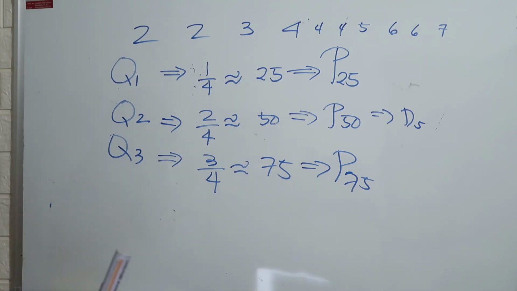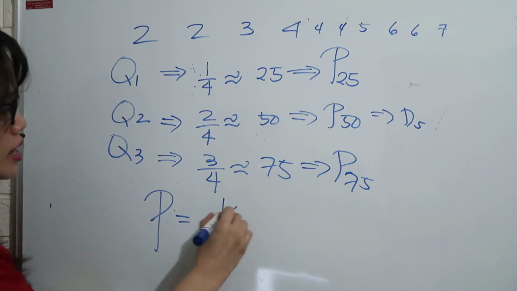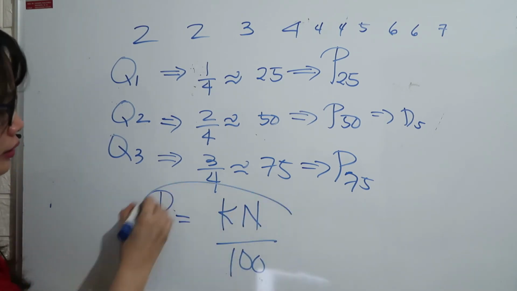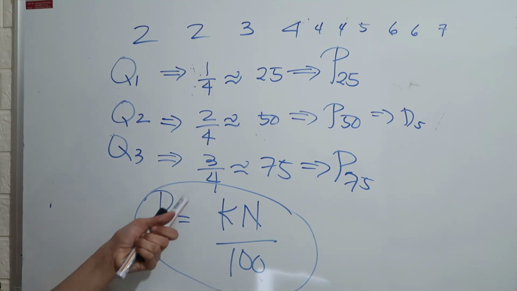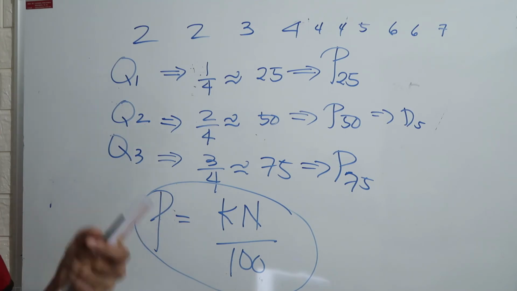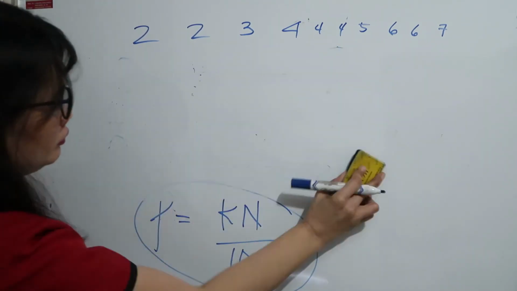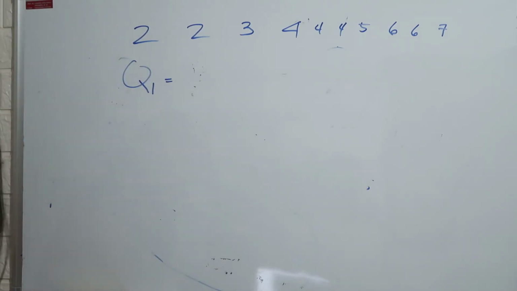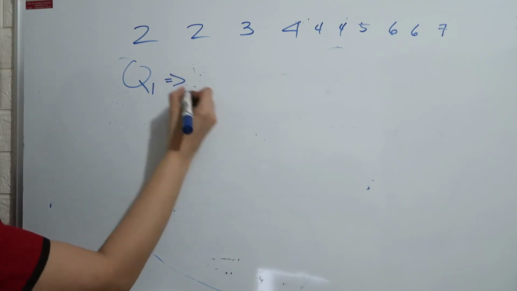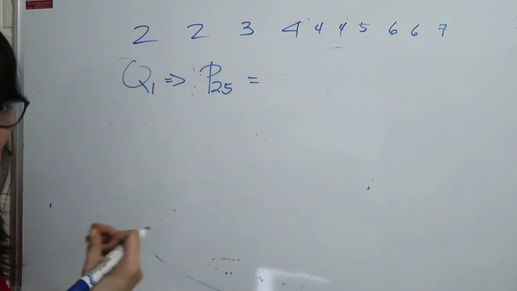Now, in determining the percentile, P is equal to Kn over 100. In this particular example that we have, we need to look for quartile 1. So how do we solve for the quartile 1? Since quartile 1 is the same as percentile 25, we can now solve.